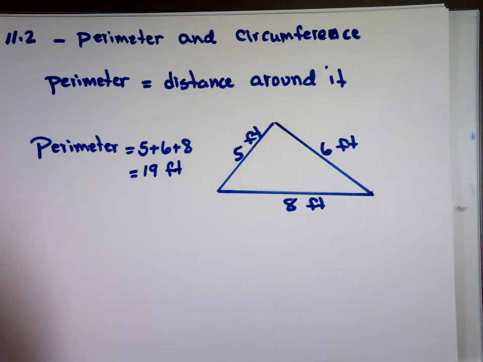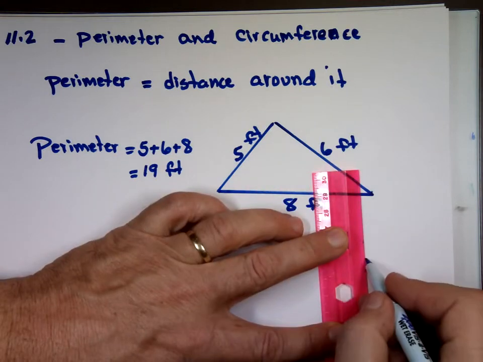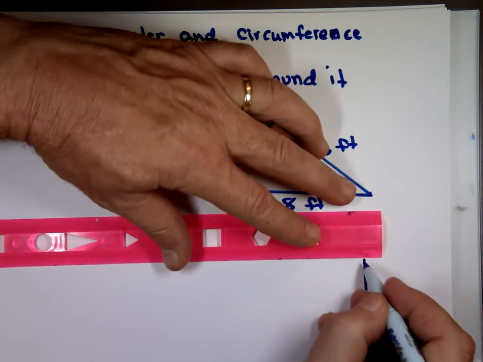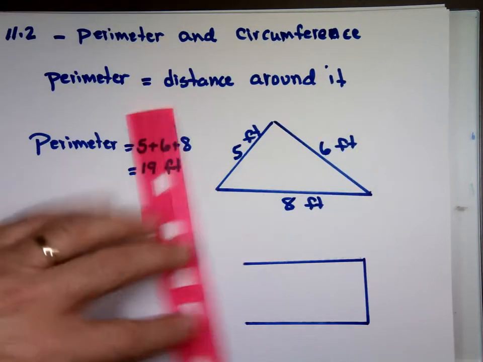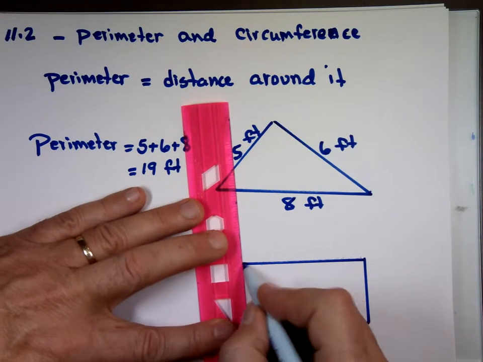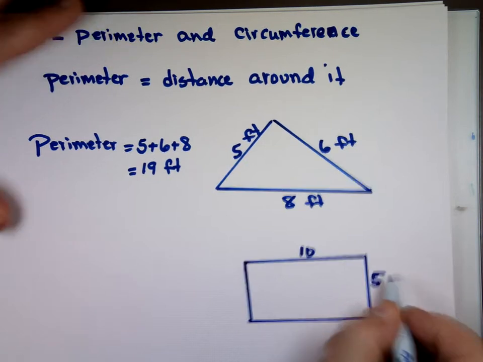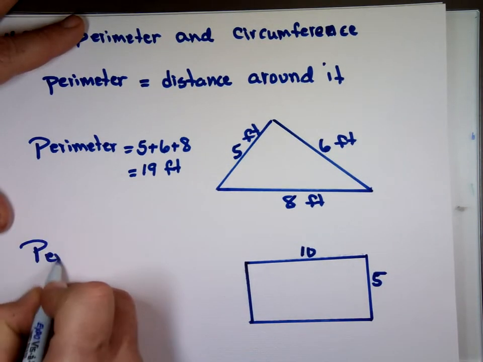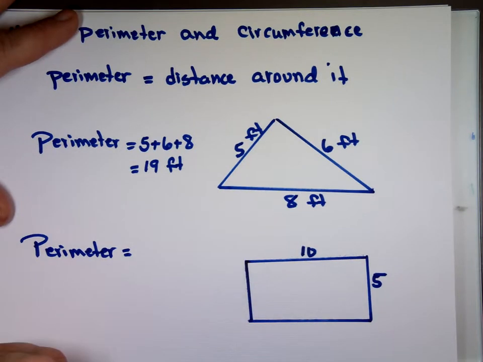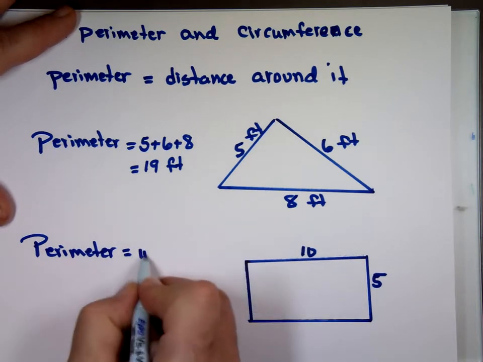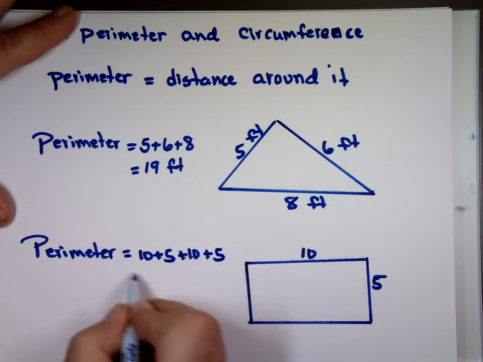If the shape was, we have a rectangular shape. And this is 10 and this is 5. What's the perimeter for this one? It's 10 plus 5 plus 10 plus 5, which is 30 feet.